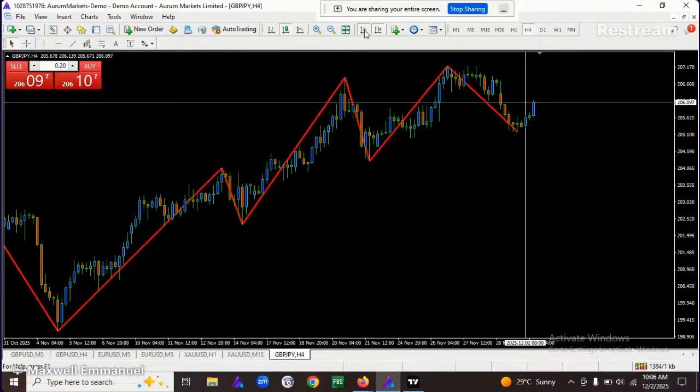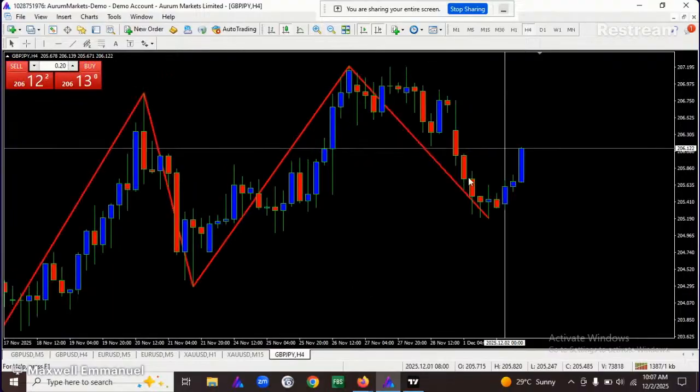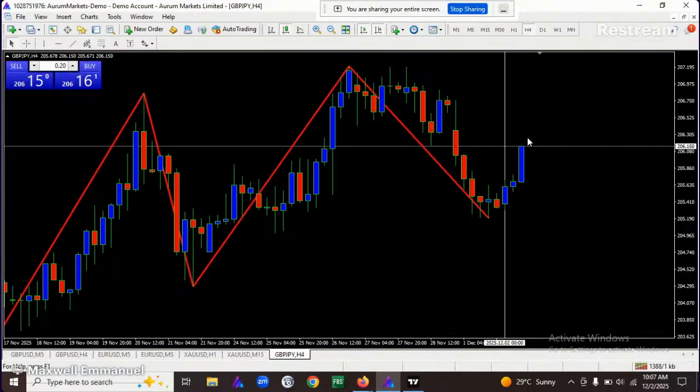Okay, I believe you all can see my screen clearly, right? So what are the reasons for the buy trade on GJ? Now, you can see the patterns we have here. Now, let me start with the daily time frame.